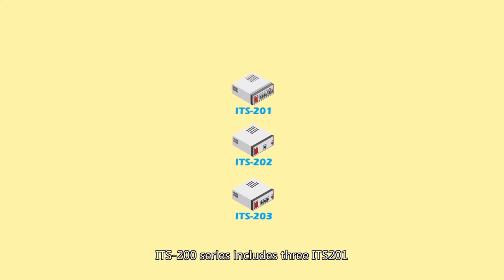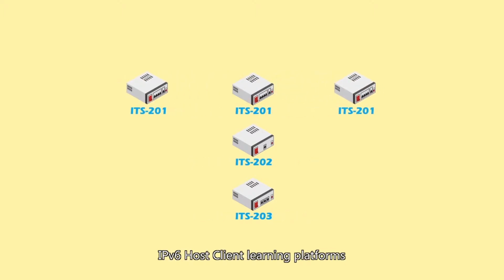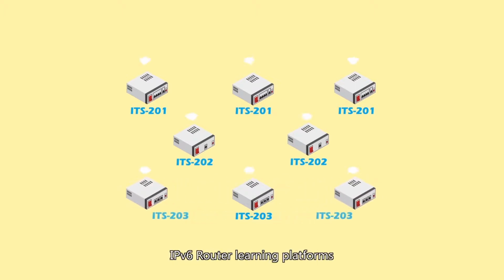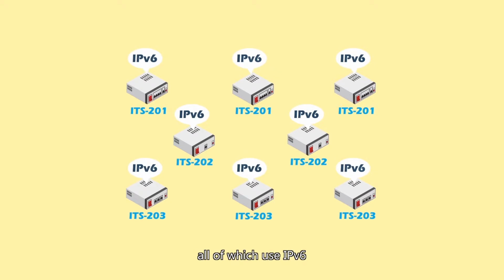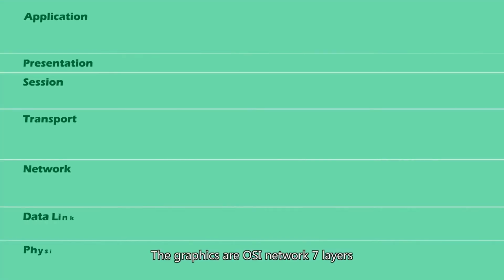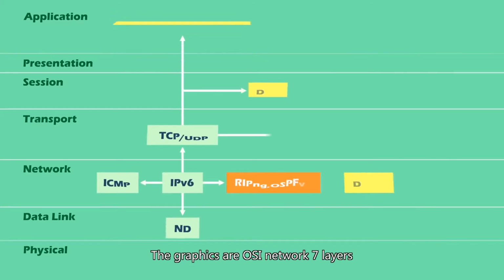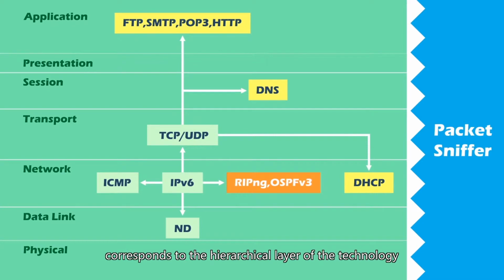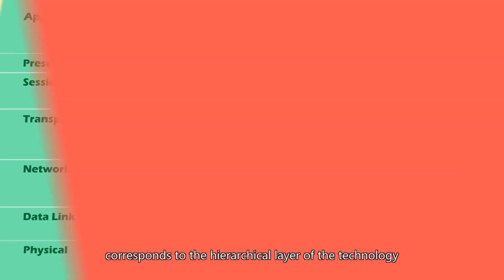ITS-200 series includes 3 ITS-201 IPv6 host client learning platforms, 2 ITS-202 IPv6 host server learning platforms, and 3 ITS-203 IPv6 router learning platforms, all of which use IPv6. The graphics are the OSI network 7 layers, and the ITS-200 series content corresponds to the hierarchical layers of the technology.